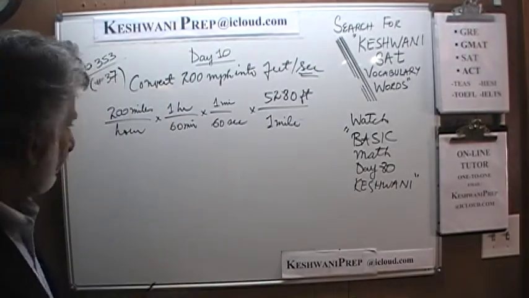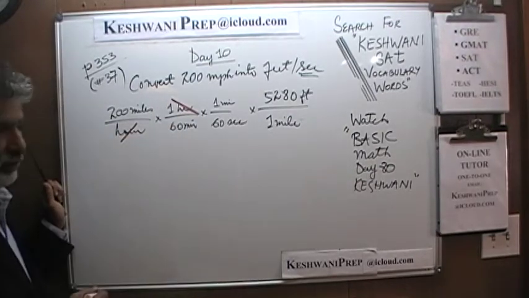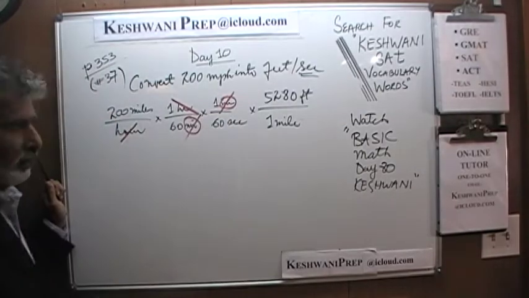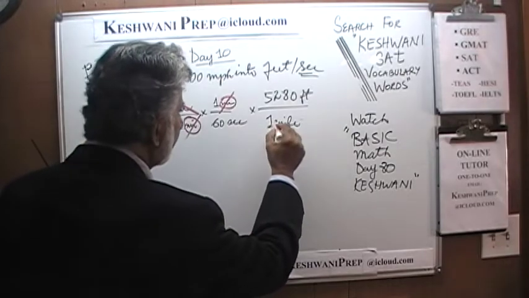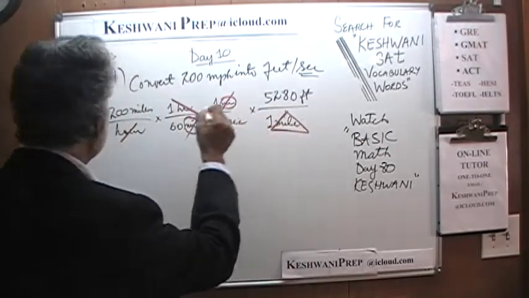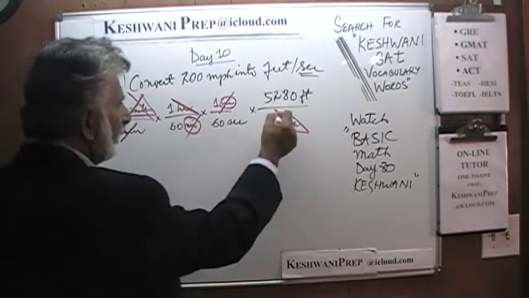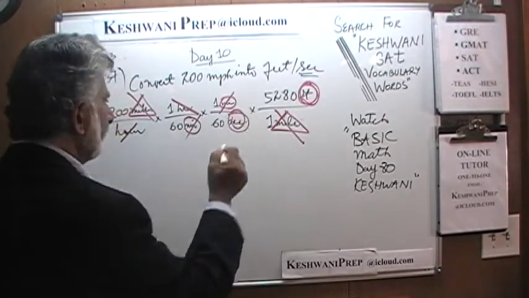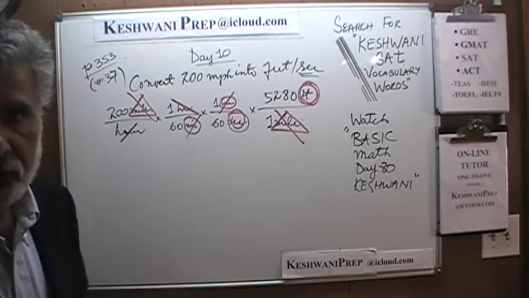We can take care of our units, and you will see that things will drop out. An hour crosses out with this hour. This minute crosses out with that minute. And we have the second at the bottom. And this mile that we see here, let's put a triangle around it. This mile will cross out that mile. And what we're left with on the top is feet per second. All we have to do is reduce our numbers, and we are done.